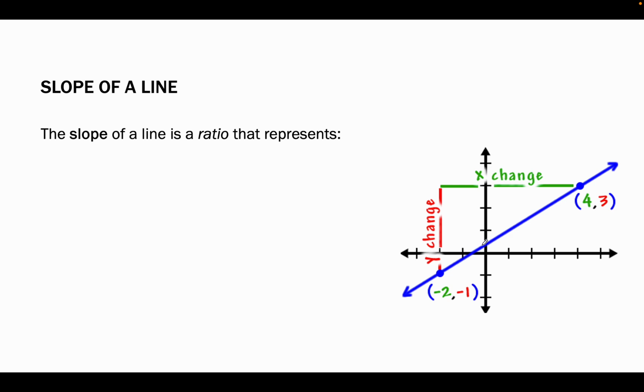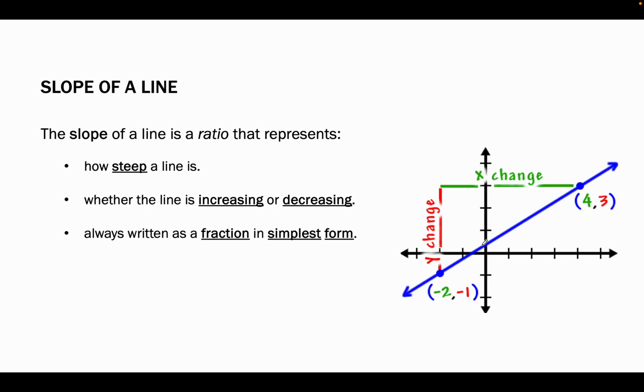So let's just talk about what slope is. The slope of a line is a ratio that represents how steep the line is, whether the line is increasing or decreasing from left to right. And then we always write our slope as a fraction in simplest form.